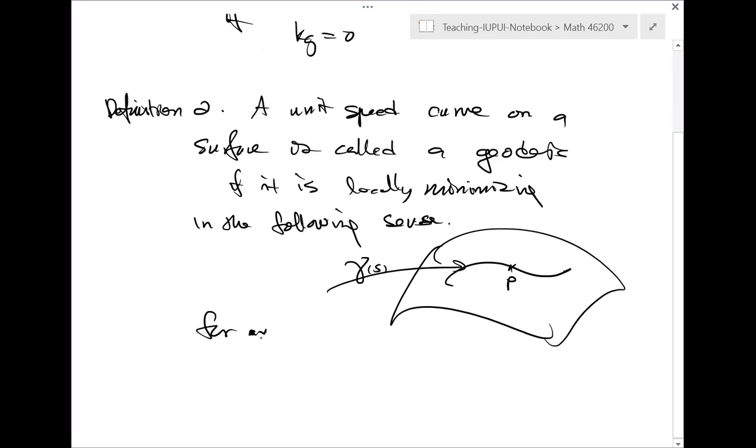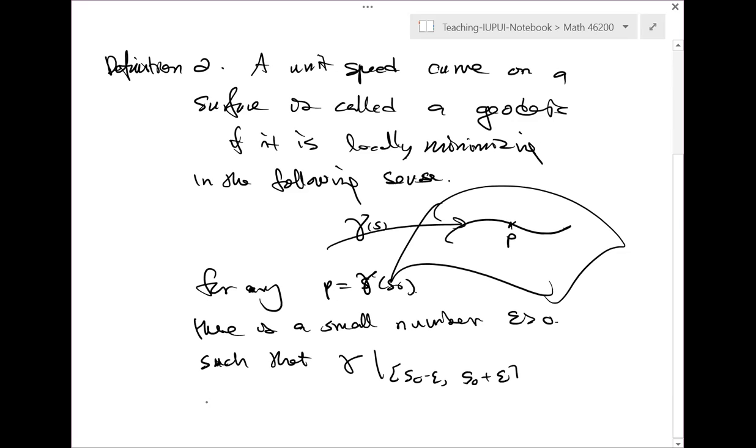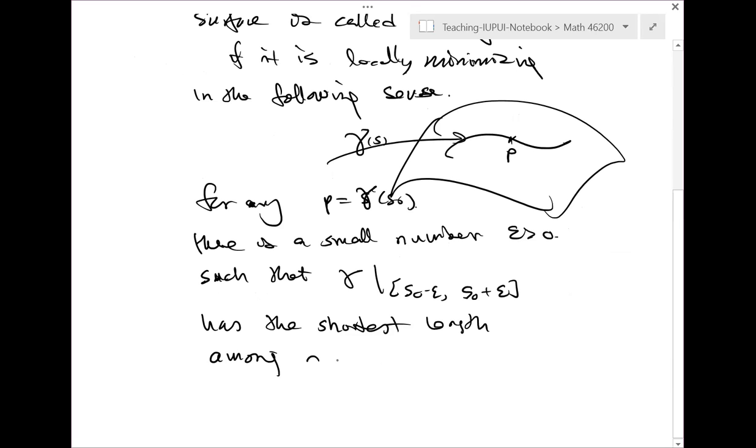For any point, p equals gamma(s0), there is a small positive number epsilon0 such that gamma defined on the interval (s0 minus epsilon0, s0 plus epsilon0) has the shortest length among all curves joining this point gamma and the other point.